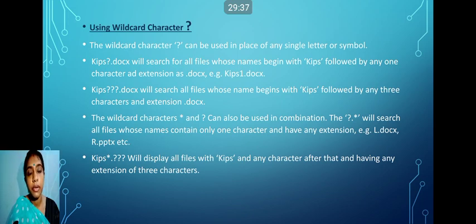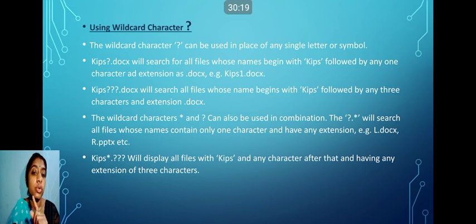The wildcard character question mark can be used in place of any single alphabet, single letter, or any symbol also. Suppose I know that my file name was Kips, but after Kips there was some alphabet or symbol, which I am not remembering, but I am remembering that it was of Word type. So I will write kips question mark dot docx. It will search all the files starting with kips, but only one character after it. If it is two characters, like kips12.docx, it will not search for that.